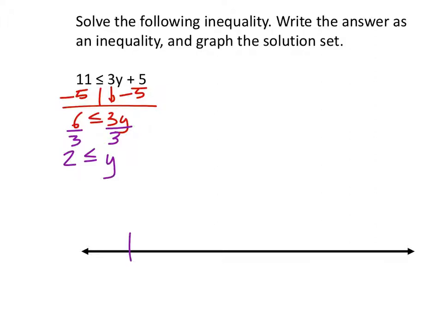So on my number line, I've got these 3 values, 1, 2, 3. And at 2, this one is also equal to the 2, so it's going to be a closed circle. And this one is eating the y, so it goes to the right.